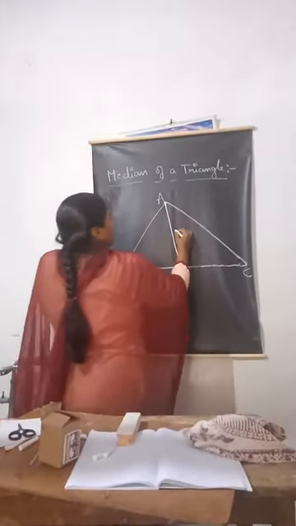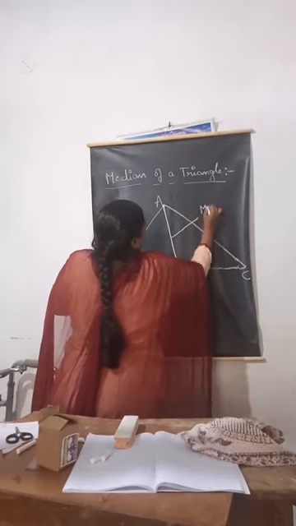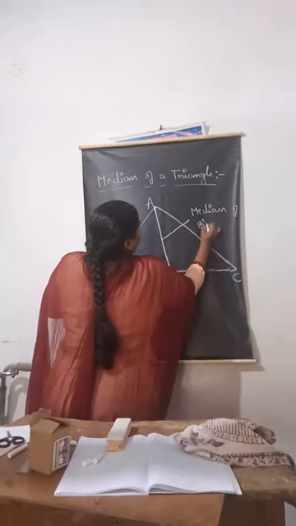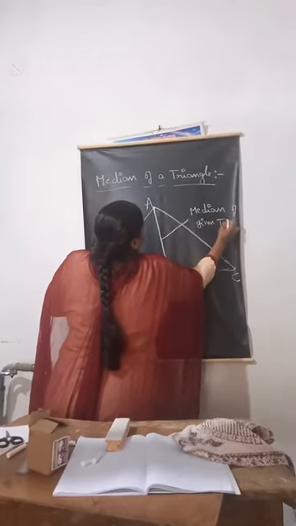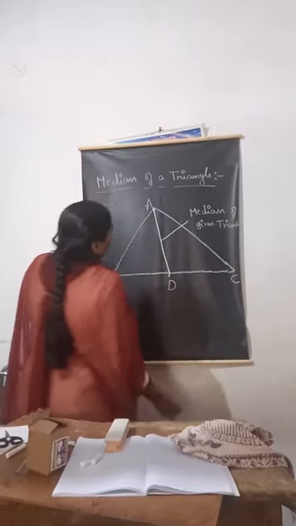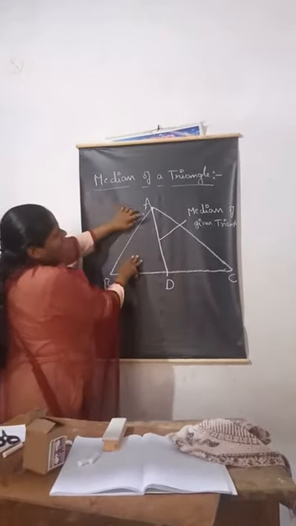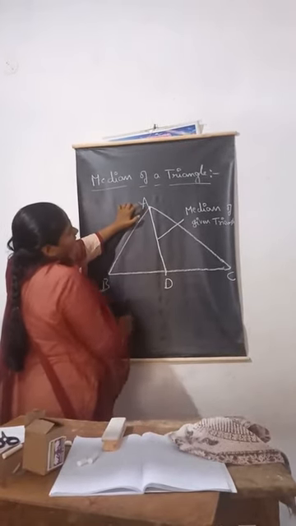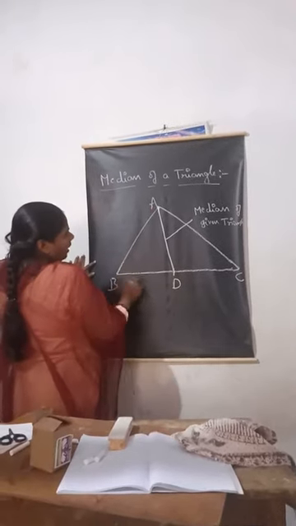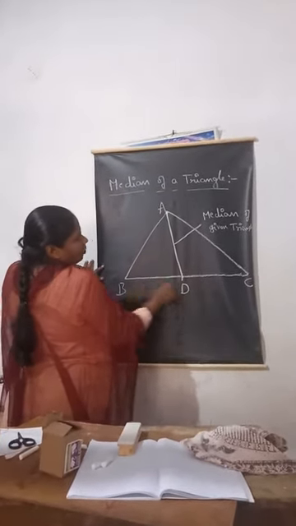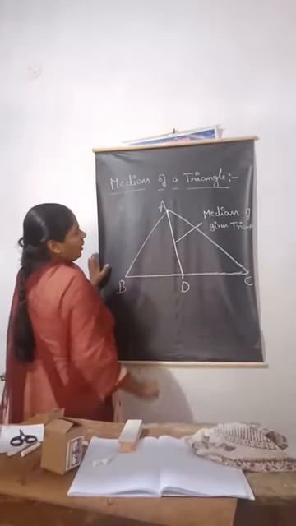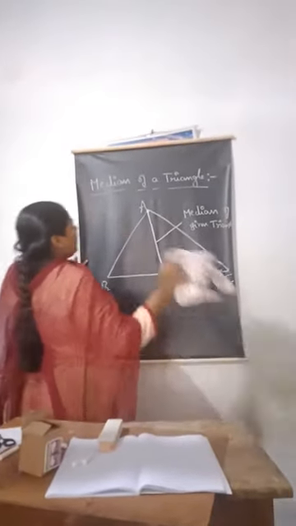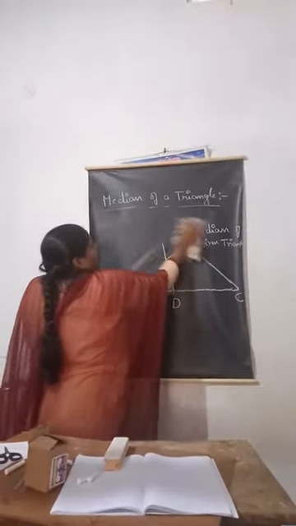Understand? AD is the median of the given triangle. A line segment between a vertex of a triangle and the midpoint of its opposite side. Now we write the definition of median of a triangle.